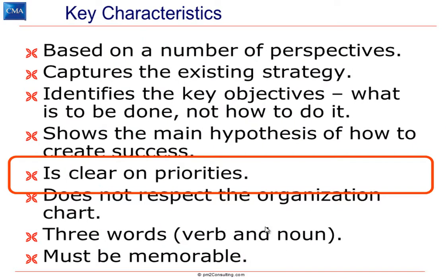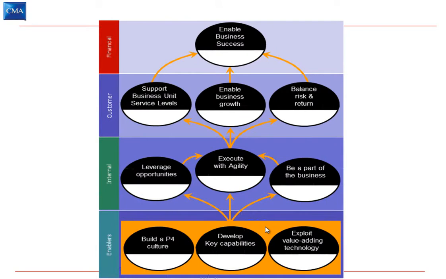The strategy map needs to be very clear about your priorities. It's not enough that we outline what the strategic objectives are. We need to allocate the strategy focus for the next year. So think of that as a weighting.